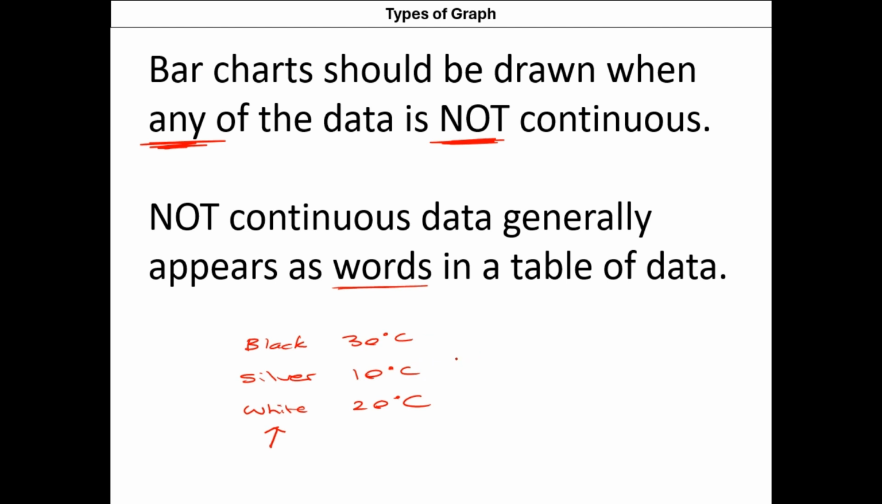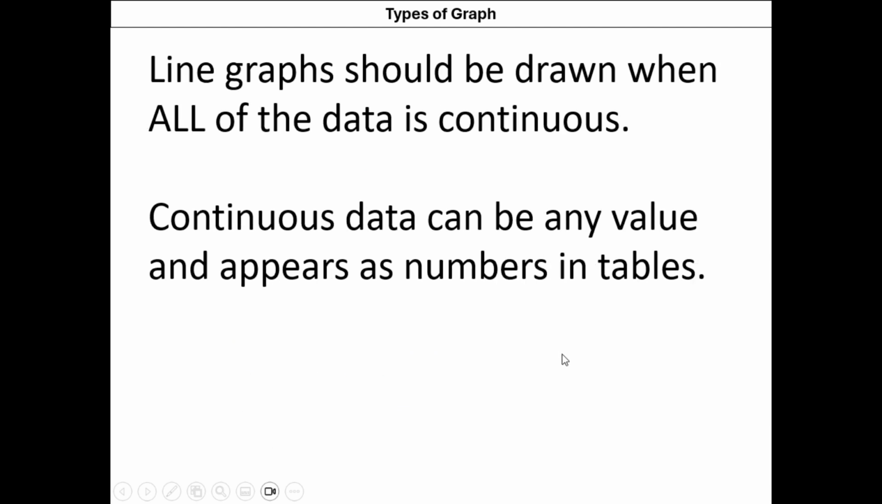And if the examiner asked me, why should I draw a bar chart? Because that data is not continuous. Now, because there's only two types of graphs, that means line graph has got to be the opposite. So line graphs should be drawn when all of the data is continuous. So if the exam asked me, why has this student drawn a line graph? Well, because all of the data is continuous. That's my scientific answer. That's what I would write.